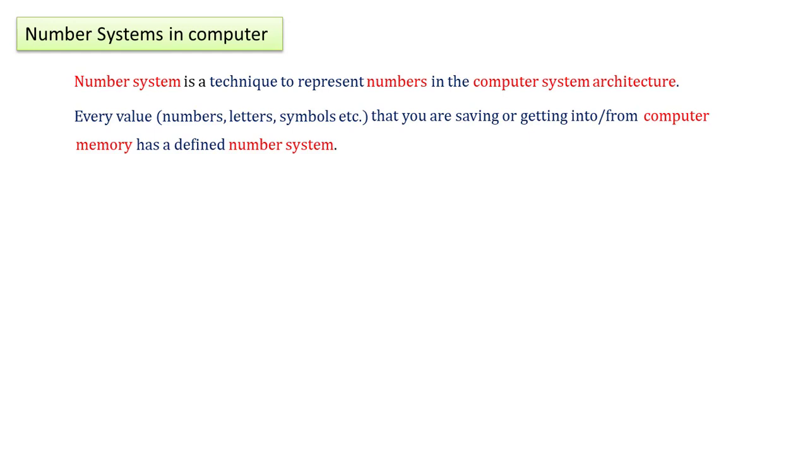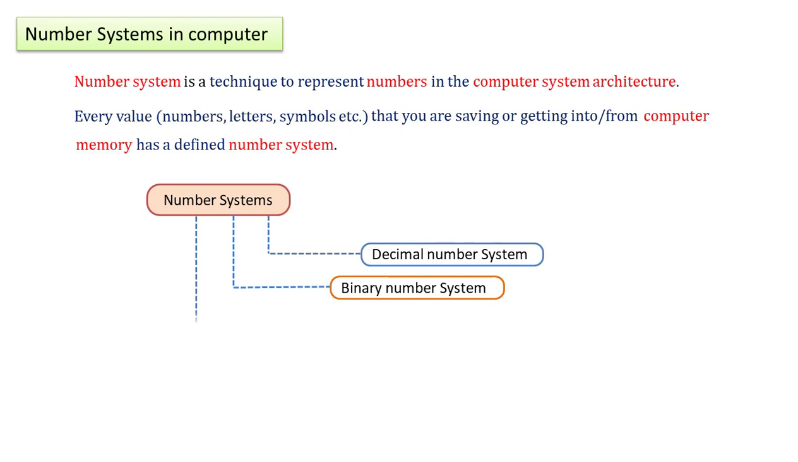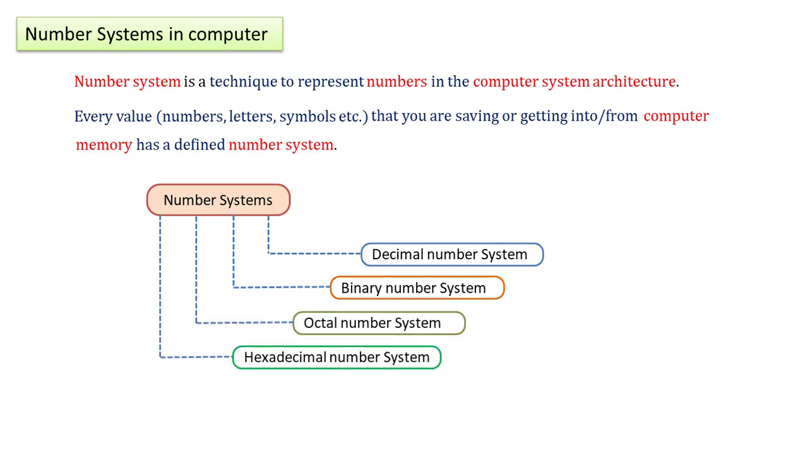In computer, the following number systems are commonly used: decimal number system, binary number system, octal number system, hexadecimal number system. These number systems are positional number systems as each digit in a given number has a specific position. Now we discuss these number systems one by one.